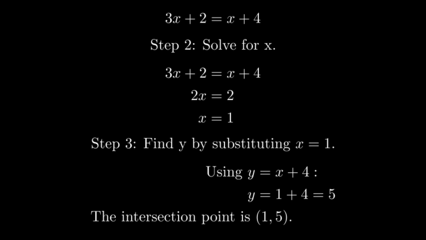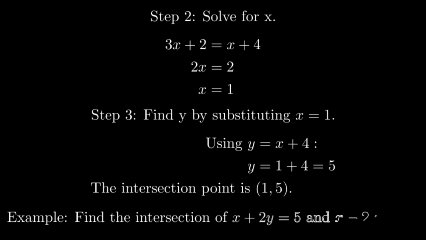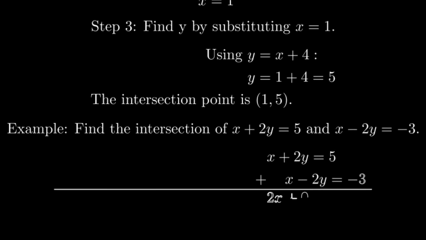Let's try one more example, this time with the equations in general form. Let's find the intersection of x plus 2y equals 5 and x minus 2y equals -3. For this system, the elimination method works well. Notice that we have a plus 2y in the first equation and a minus 2y in the second. If we add the two equations together, the y terms will cancel out. Adding the left sides gives x plus 2y minus 2y, which is 2x. Adding the right sides gives 5 plus -3, which is 2. So we have 2x equals 2, which means x equals 1.